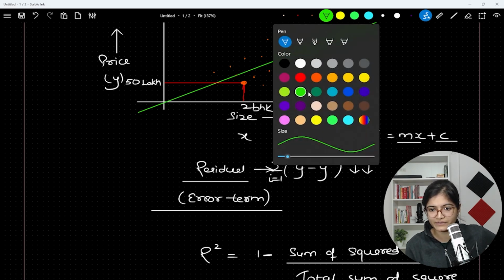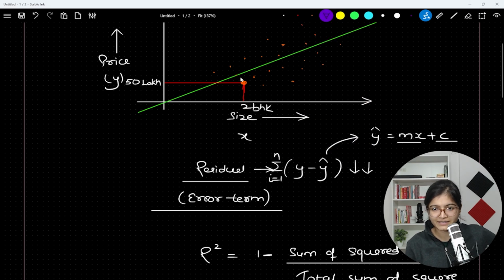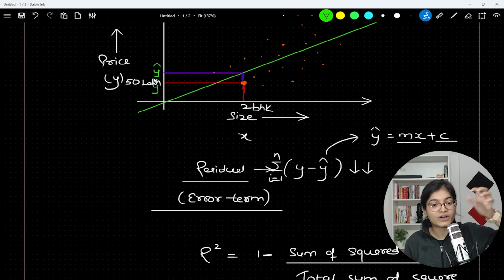Let me take some different color. Let's say this one. And here you will be able to observe this is the gap, right? This is the gap which I think everyone will be able to understand. This is what we call y cap, and this is what we call y. And this is the gap which we call a residual or an error.